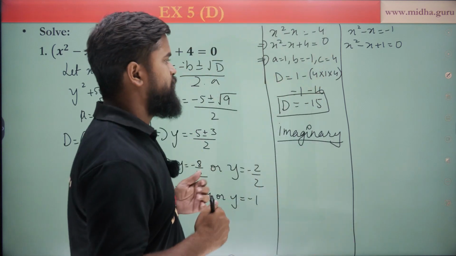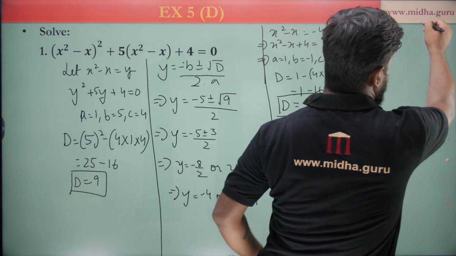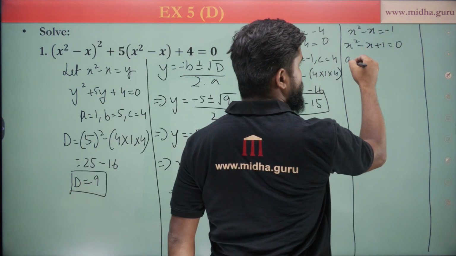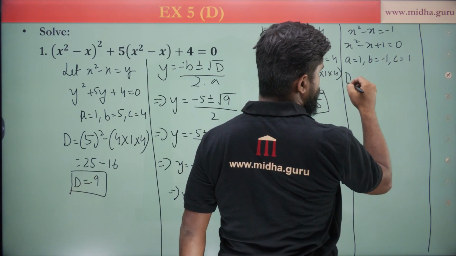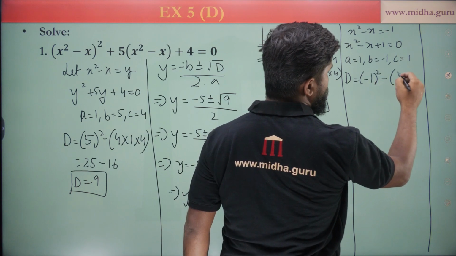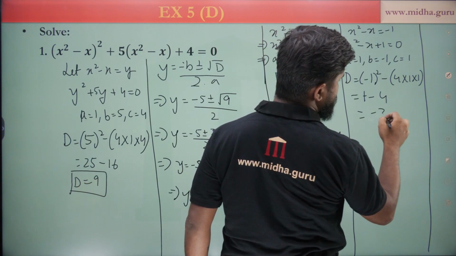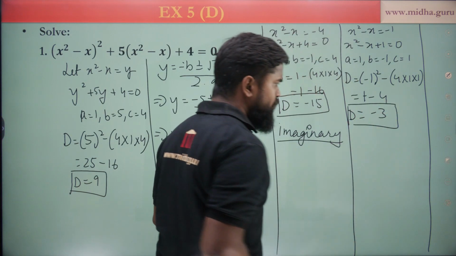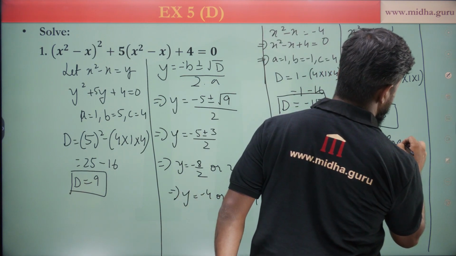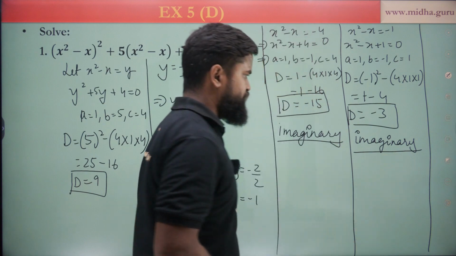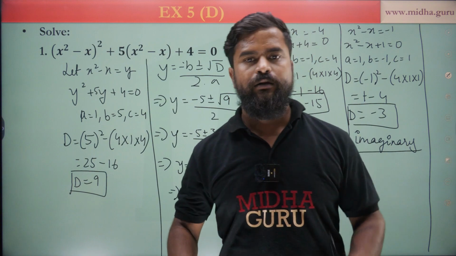So now coming back to the problem. Since the discriminant was less than 0, the roots were imaginary. We'll try and solve this version of the equation. So we'll get that a is 1, b is minus 1 and c is 1. So the discriminant will be (−1)² − 4ac. Again it is 1 minus 4, which is minus 3. So D being minus 3, the roots here will also be imaginary. So all the 4 roots for x for this particular equation are all imaginary.